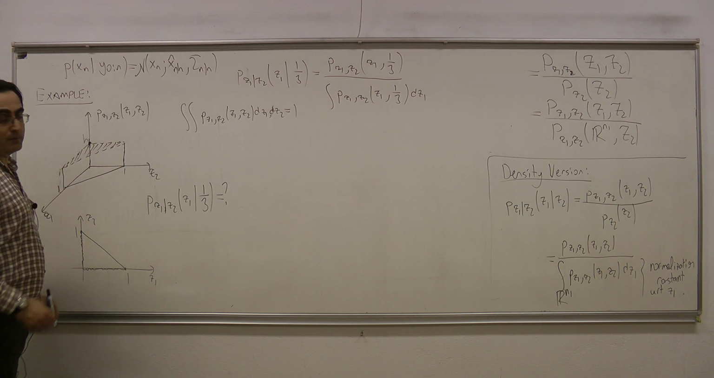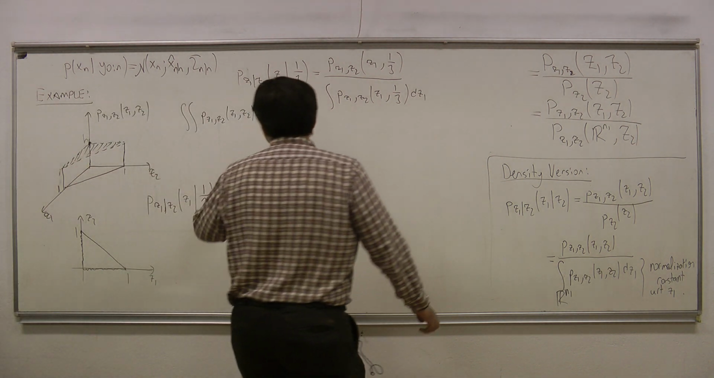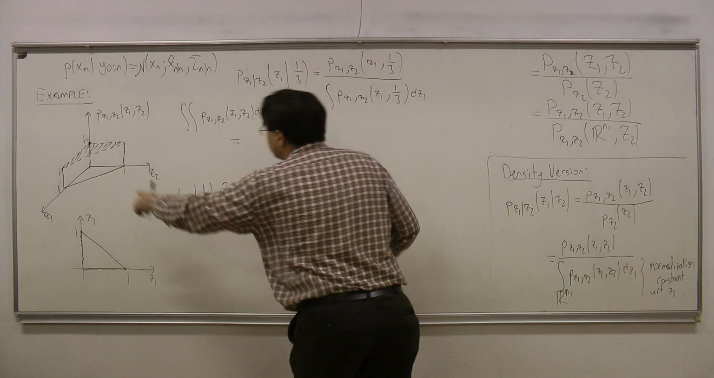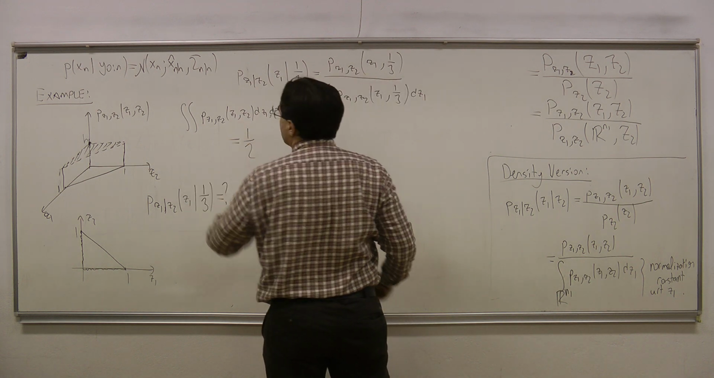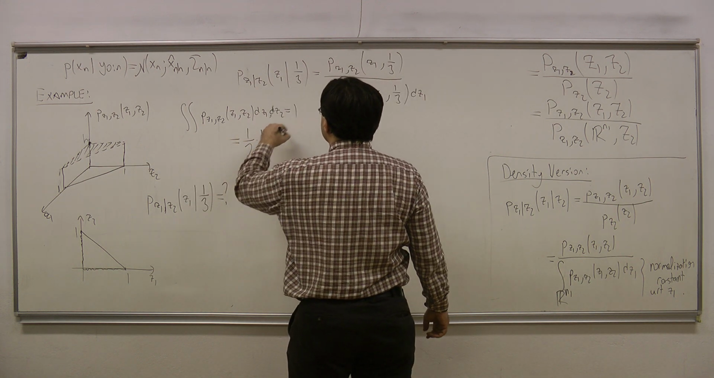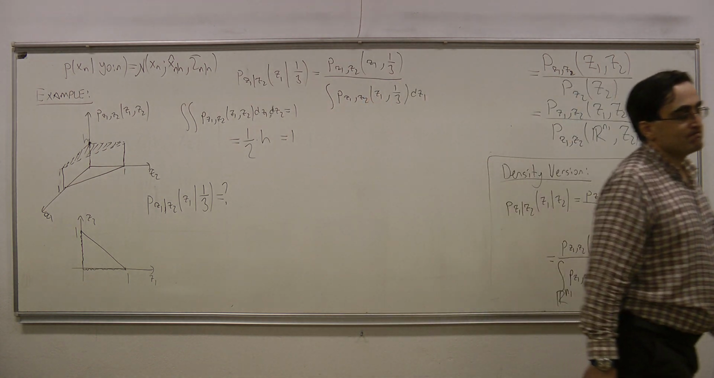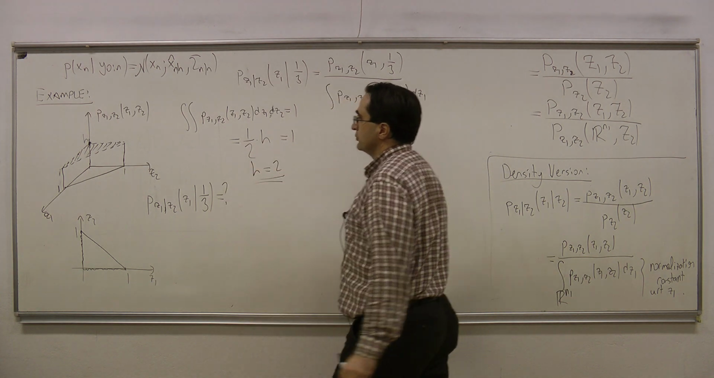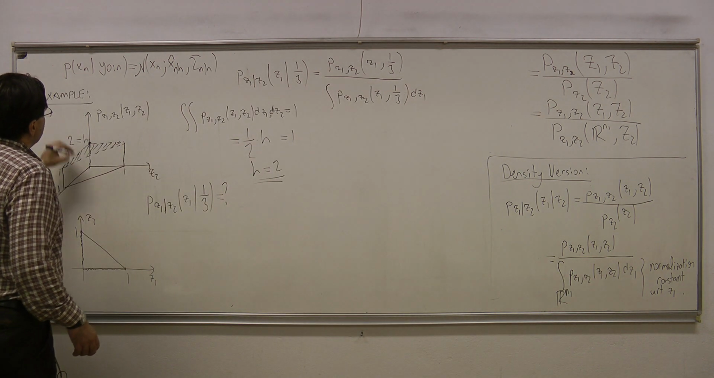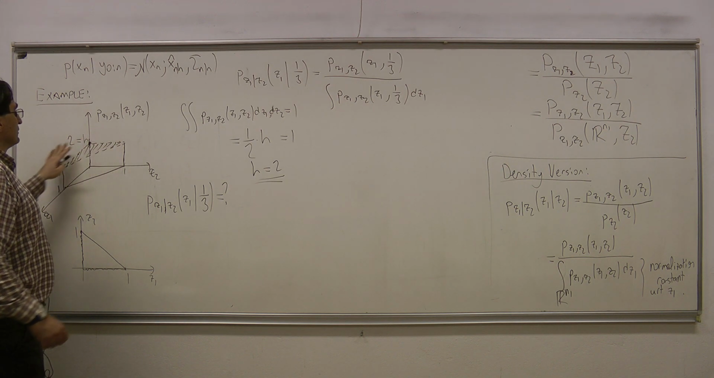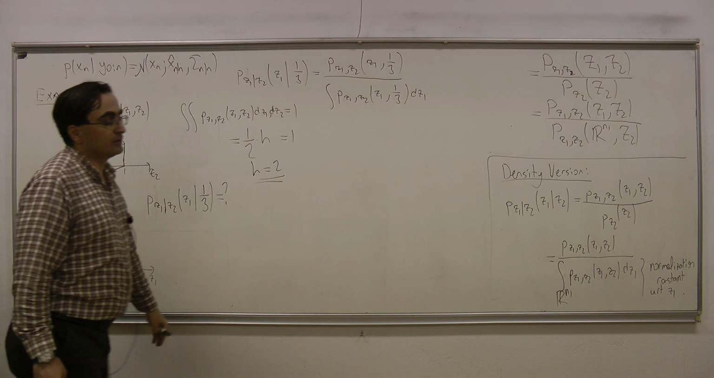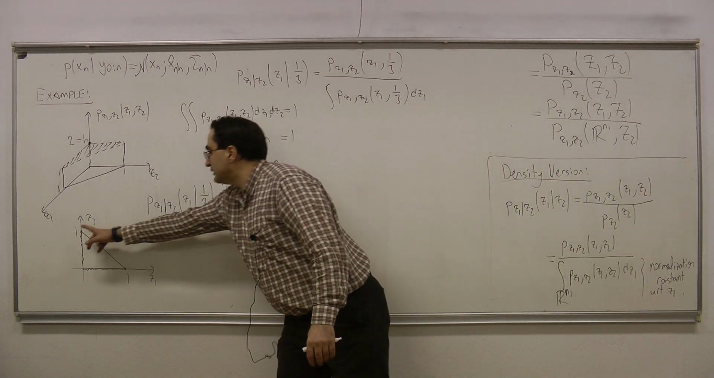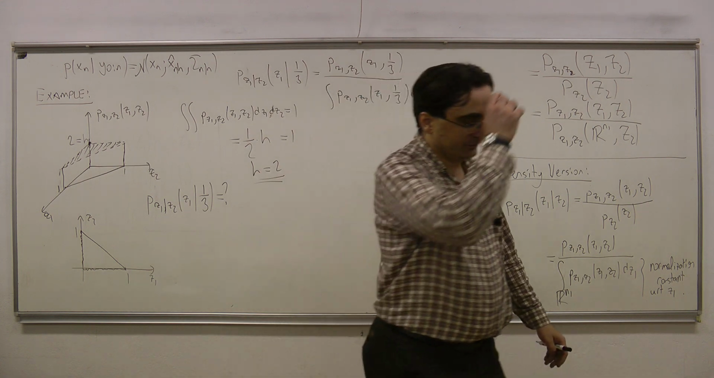So if I call this number h, then this integral would be the area of the triangle, 1/2, times the height, and that should be equal to 1. That means that h, the height, is going to be 2. So here, this joint PDF is constant at the value 2 inside this triangle, and it is 0 everywhere else.